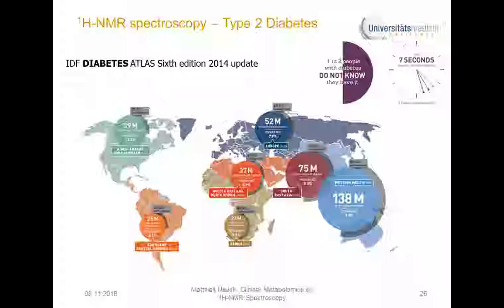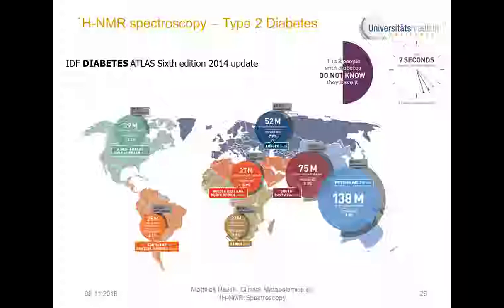Coming to the clinical aspects of the NMR spectroscopy, I will switch to the topic of diabetes mellitus. Diabetes mellitus is, of course, a very prominent disease, and the incidence rates of diabetes mellitus are quite different all over the world. But the main aspect I have to take into account is that roughly 50% of the diabetics currently do not know that they are diabetics.